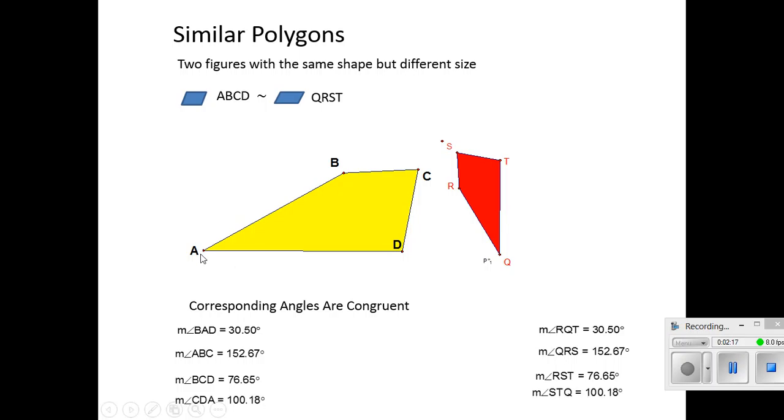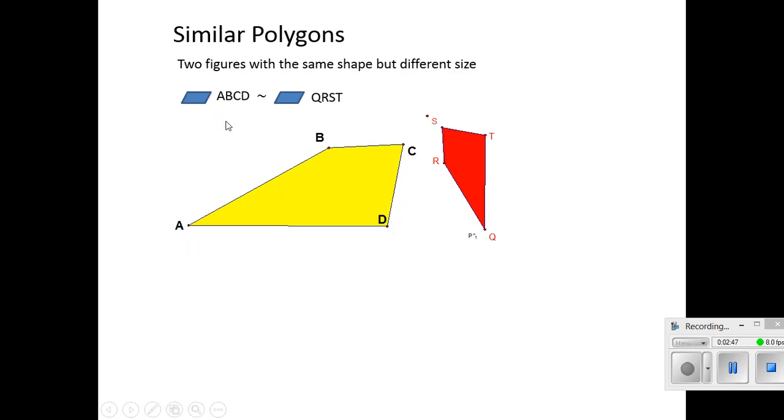So all the angles of the yellow polygon are congruent with the corresponding angles of the red polygon. And what makes for the corresponding? A with Q, B with R. The name says it all right here. Now, that is not sufficient to show that the figures are similar. We must also test the ratio of their sides, the ratio of their sides.